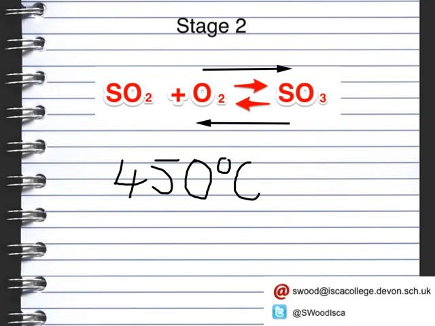Now it's more of a compromise to have the temperature at 450 degrees because you get more collisions between the sulfur dioxide and the oxygen. So rather than having it really high, which would favour this, or really low, which would favour this, it's a compromise in the middle.